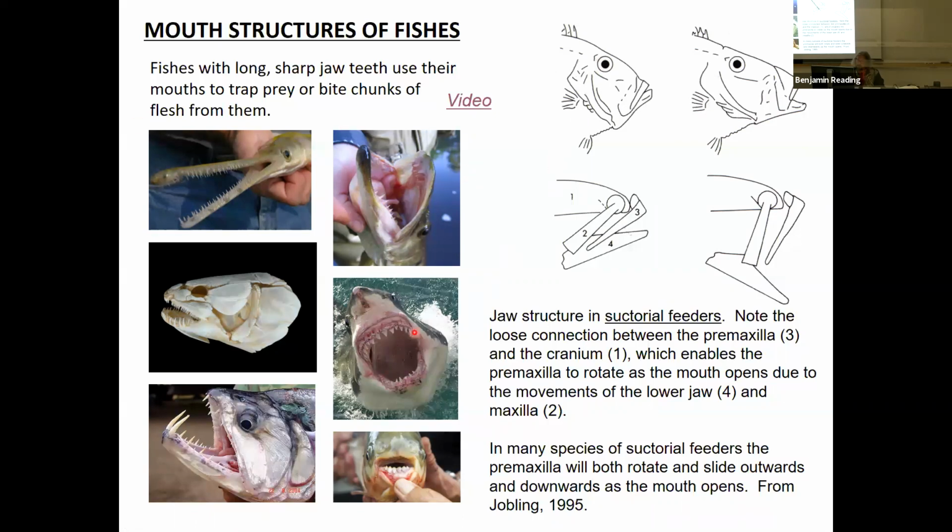So that is different types of jaw structures there. And so again, capturing prey or inhaling it straight, lots of different strategies.